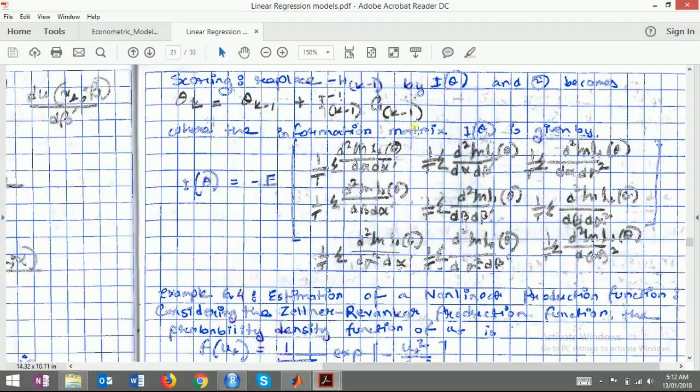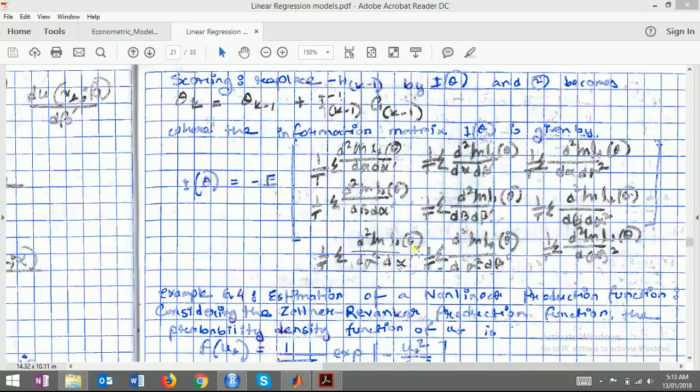We know that the information matrix equals the outer product gradient, OPG. The information matrix is given by its expected value of, well, this is nothing but a Hessian, whatever is inside the Hessian, except we have a negative sign. So the information matrix is nothing but the negative expected value of the Hessian.